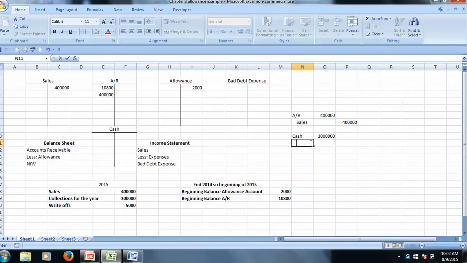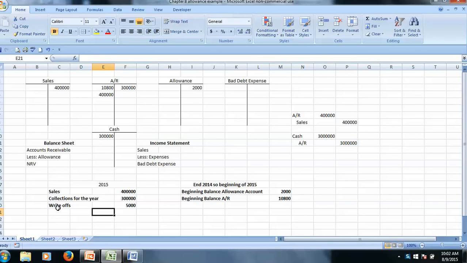And if we reduced our accounts receivable, we will credit them for $300,000. And if we post those, we're going to have the credit to the accounts receivable and the debit will go to the cash. All right, so we've got a lot of things going on during 2015.